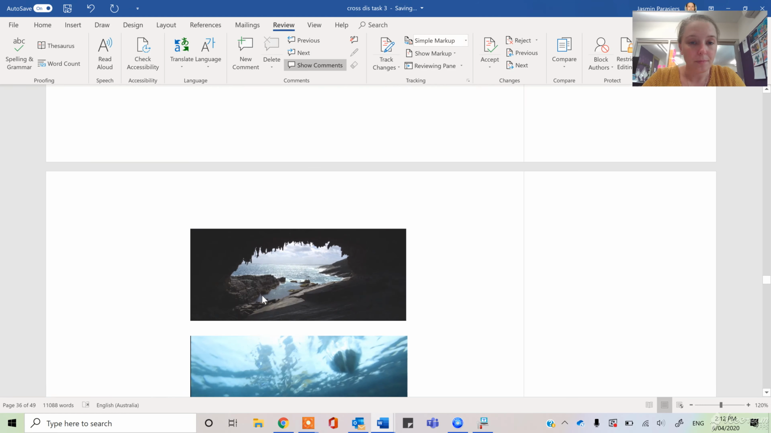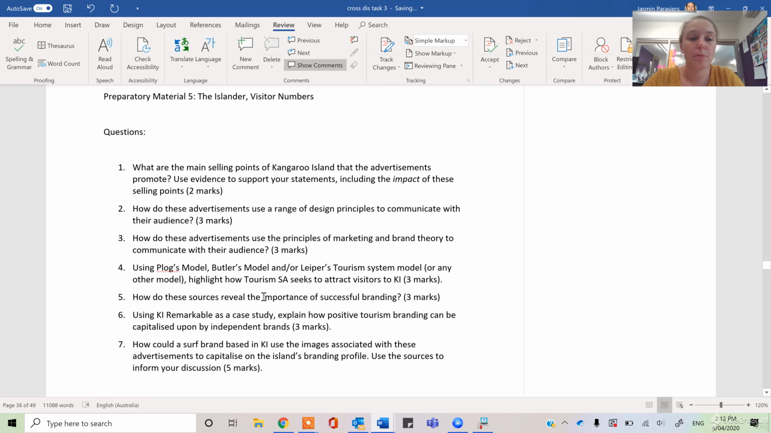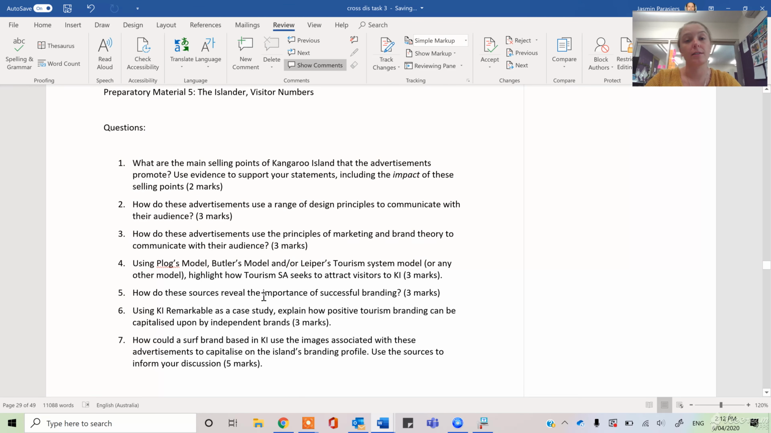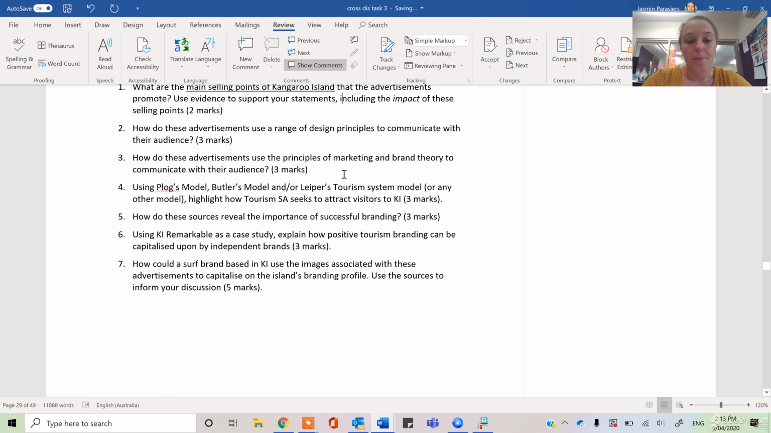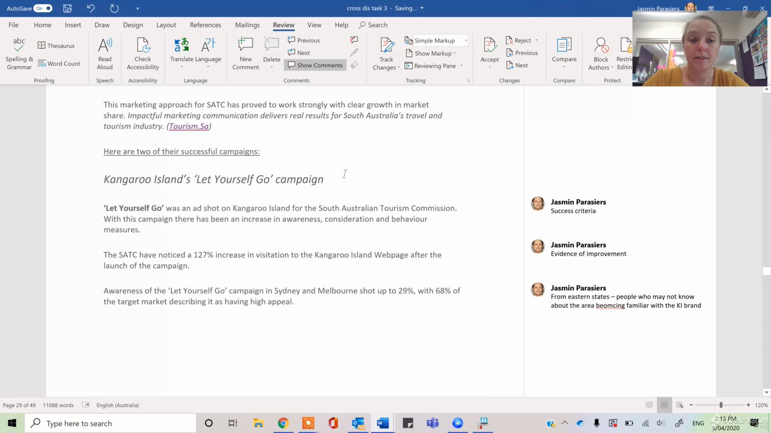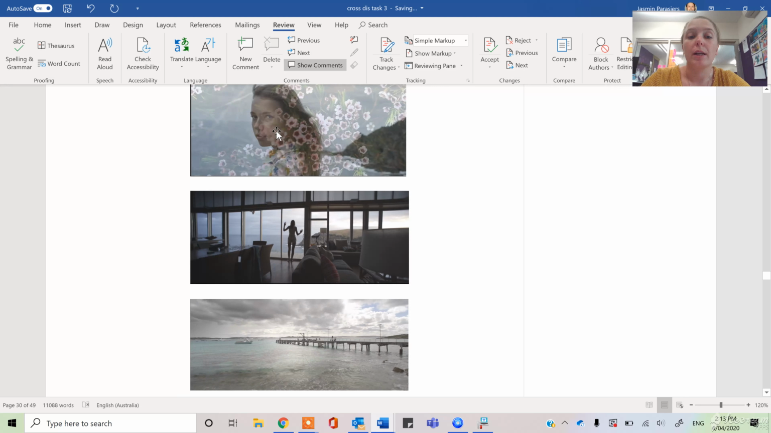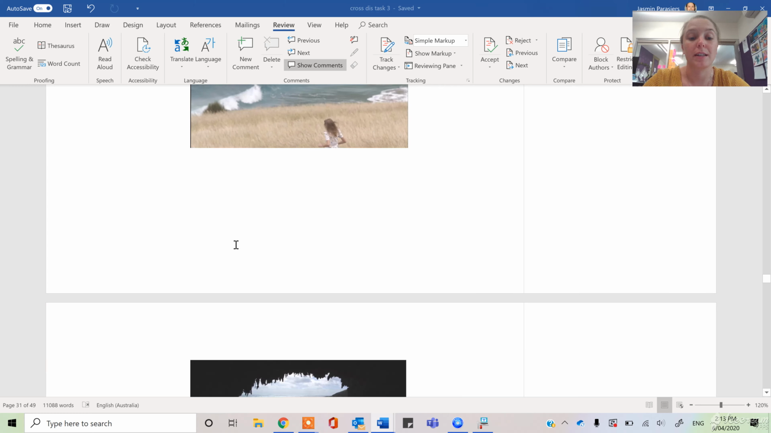And if we go back to the questions, our preparatory materials are a little bit different to last time, because what we're going to do is go through them kind of together, in that we're not separating them out as much. So the first question is asking us to think about the main selling points of Kangaroo Island that the advertisements promote. So this can refer to the Let Yourself Go campaign, and we can look at what type of aesthetic or features the advertisement is actually promoting.